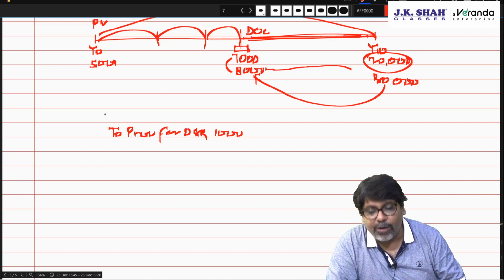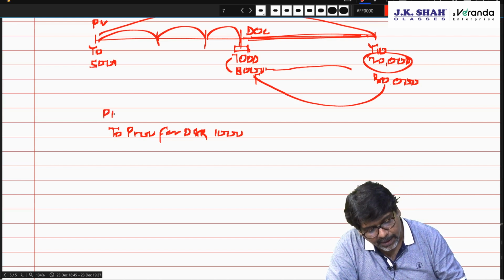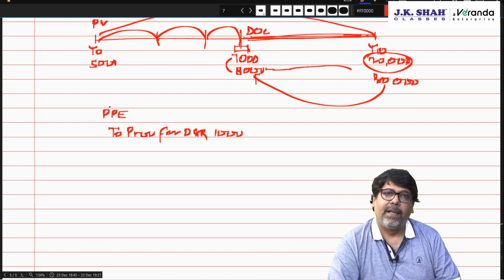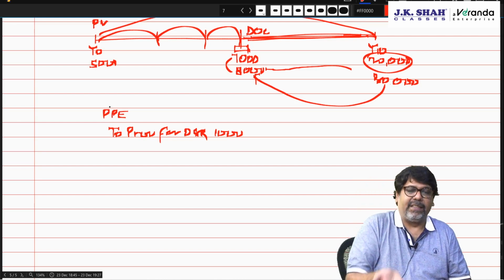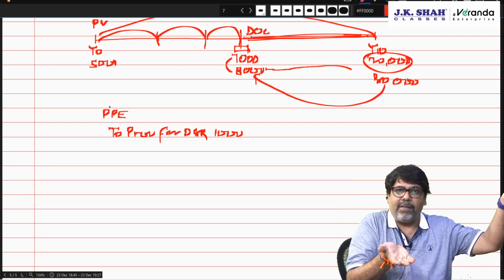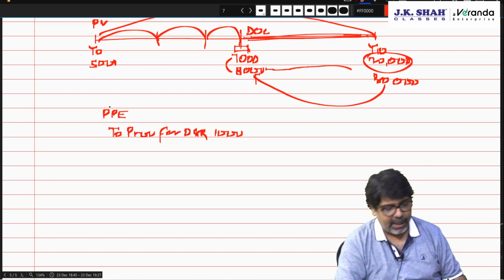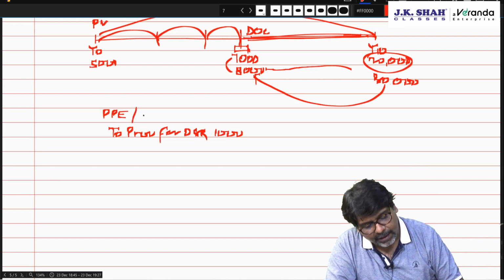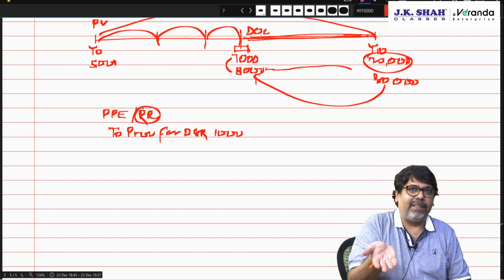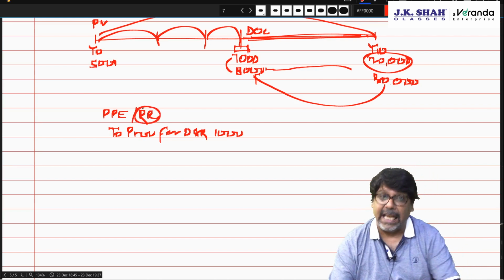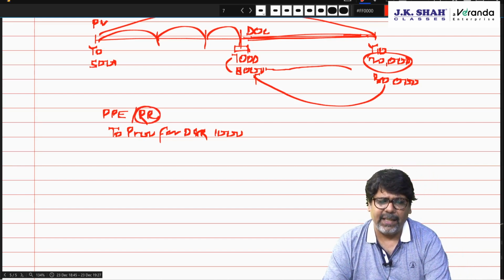If you are following cost model, then you will debit PPE, because if provision is increasing, your asset cost will also increase. Correct? But if you are following revaluation, then you will debit revaluation reserve. So that means provision is increasing, revaluation reserve is decreasing. Yes. Sir, why like that?